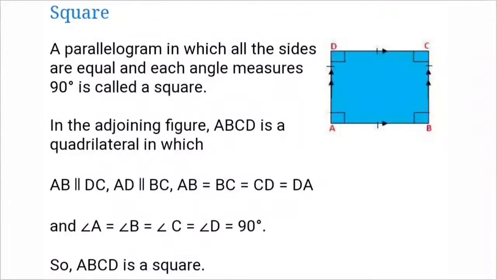Square. A parallelogram in which all sides are equal and each angle measures 90 degrees is called a square. In the figure you can observe all sides are equal, both pairs of opposite sides are parallel and all angles are equal. Each angle is 90 degrees. AB is parallel to DC, AD is parallel to BC, AB equals BC equals CD equals DA, meaning all sides are equal. Angle A, angle B, angle C, angle D are all 90 degrees and all angles are equal.